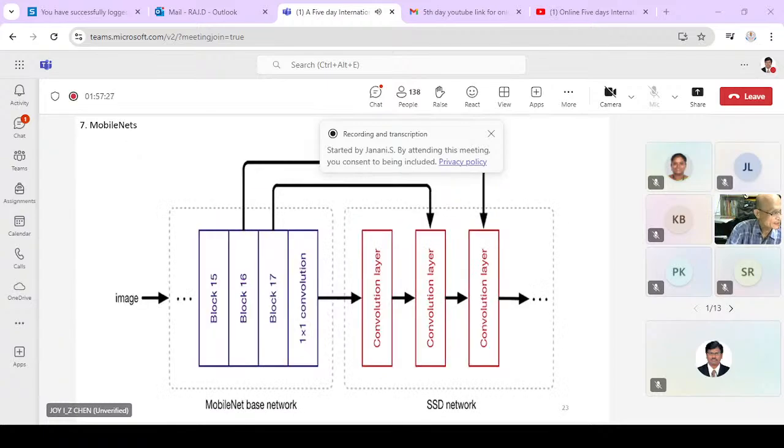Next is MobileNets, a family of CNN architectures designed to be efficiently deployed on mobile gadgets for image object detection and classification tasks with the least amount of latency. MobileNets was created by Andrew G. Howard.